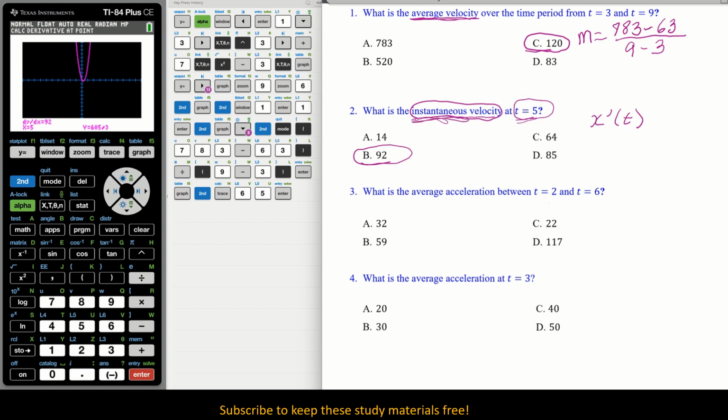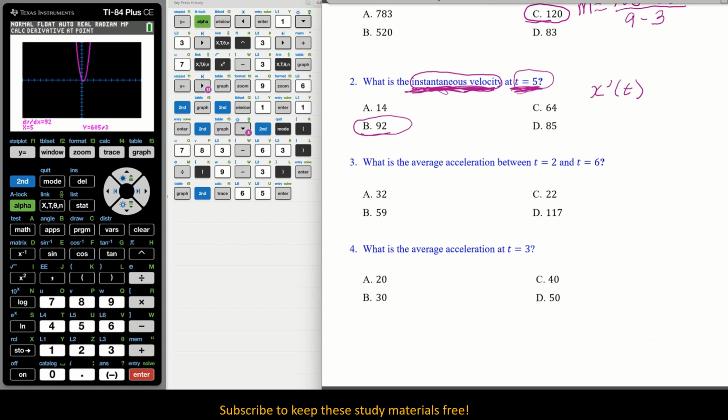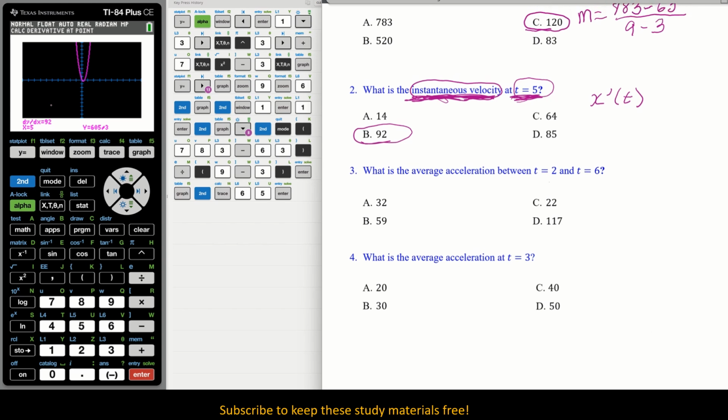And I knew that because it said instantaneous velocity and a given point to evaluate. Okay? All right, so the next one is, what is the average acceleration? But that's between these two points, okay? That would be the slope. First, we needed the slope, and that was using the slope at the speed.